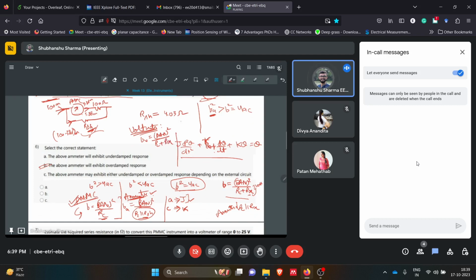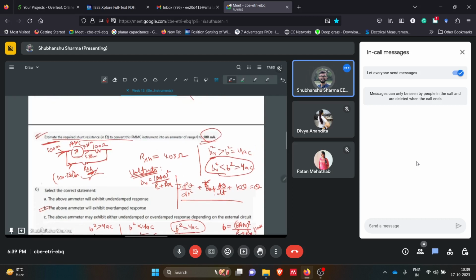So now what will this do? This will make B_V² less than B² equals 4AC. That means this will be underdamped. So whenever there is a voltmeter, it will be the underdamped case, and whenever we make an ammeter out of a PMMC meter, it will be an overdamped situation. Okay, so this will be important for you.